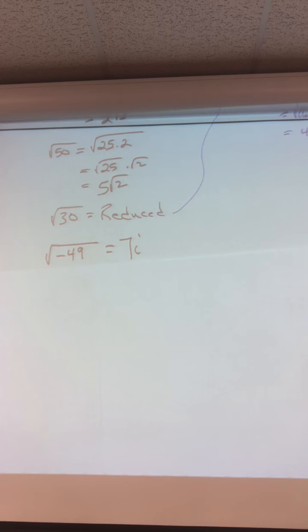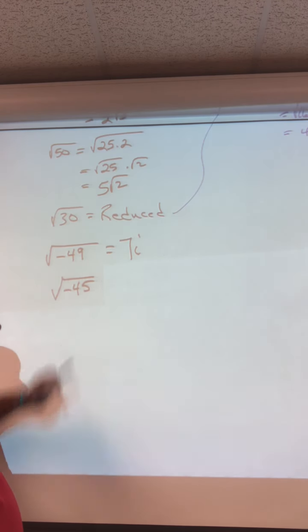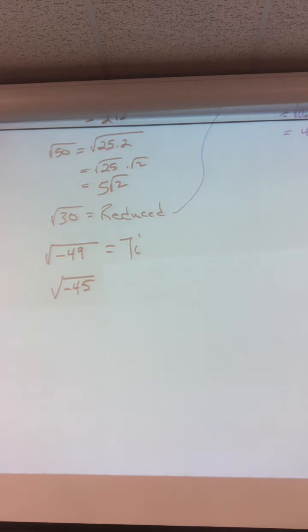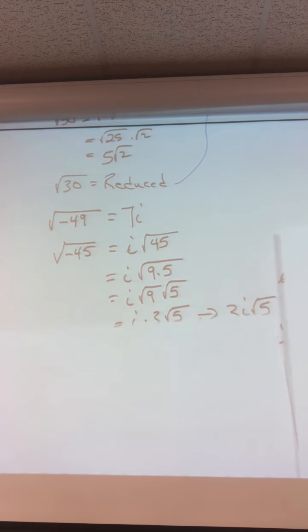Let's do one more. Square root of negative 45. I know there's going to be an i in my answer because of the negative. I can't get the square root of 45, but it's reducible: 9 and 5. So I know there's going to be an i in the answer. 45 is 9 times 5, so break it into two parts. The square root of 9 is 3, so that would give me 3i square root of 5.